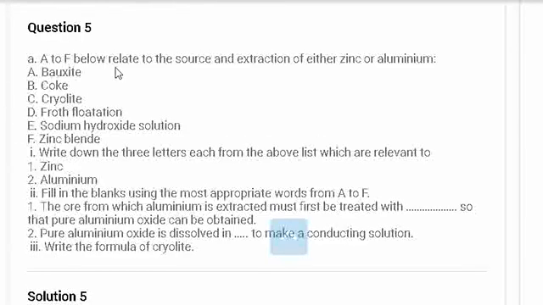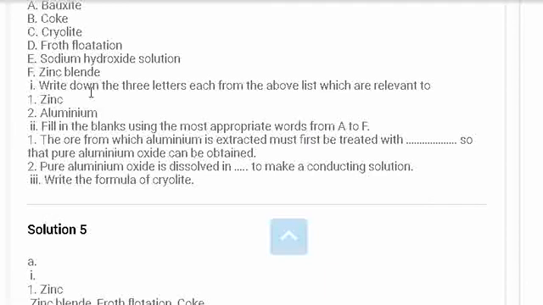A to F below relate to the source and extraction of either zinc or aluminum: bauxite, coke, cryolite, froth flotation, sodium hydroxide solution, zinc blende. Write down the three letters for each of the above list, for zinc and aluminum. Fill in the blanks using the most appropriate word from A to F. The ore from which aluminum is extracted must first be treated with blank so that pure aluminum oxide can be obtained. Pure aluminum oxide is dissolved in blank to make a conducting solution. Write the formula of cryolite.